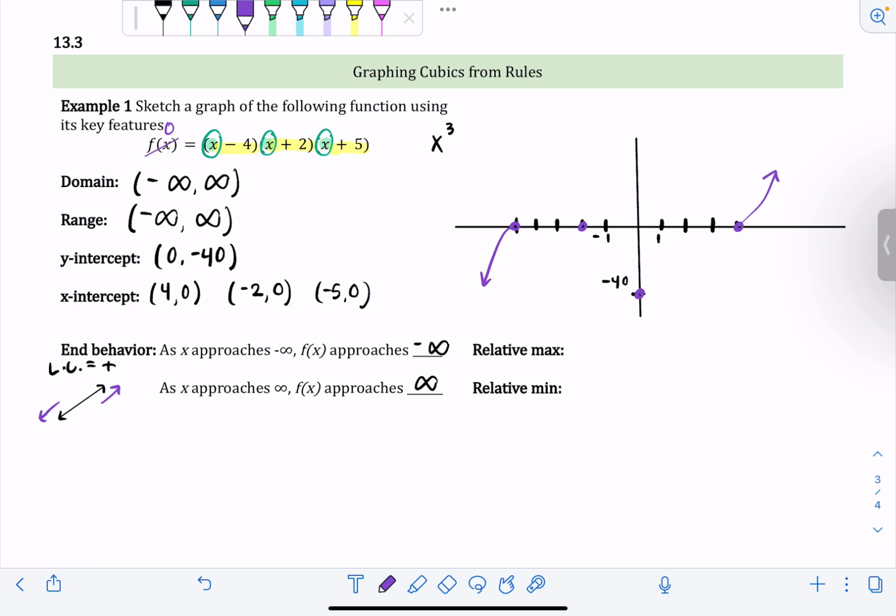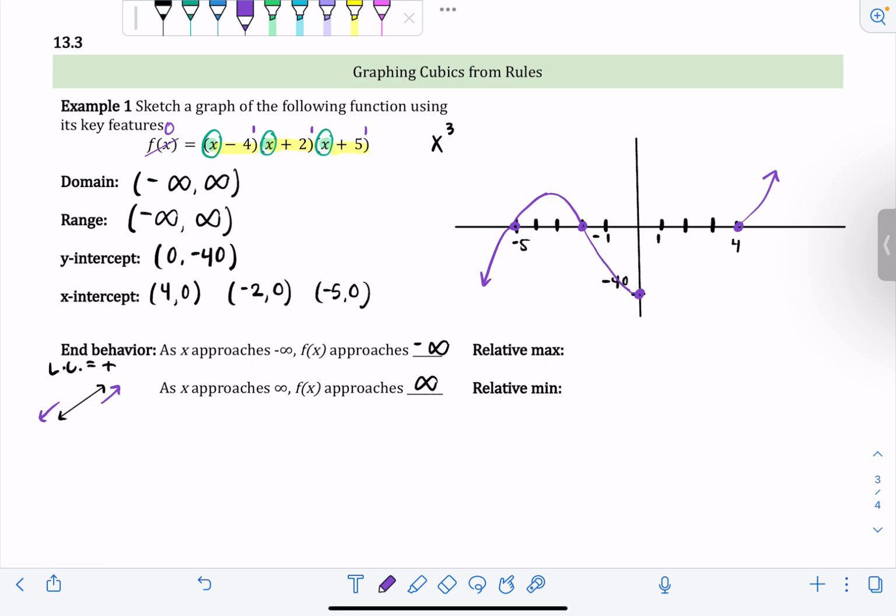And then for all of my zeros, they all have a multiplicity of 1. So I'm going to cross through each one of them. I'm going to cross through at -5, and this was 4. I will turn back around somewhere, don't know where, just an estimate, and then cross through at -2. And then I have to turn and go through my y-intercept.